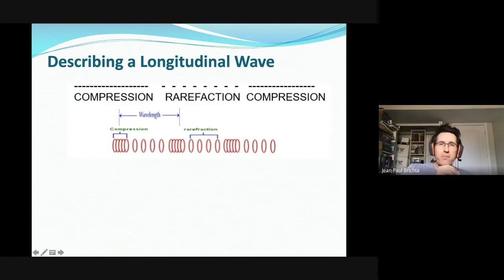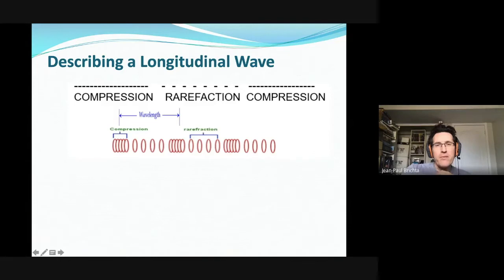Well, if you've ever played with a slinky, a long wire that's been coiled up, you can send a pulse down the slinky like this. If the slinky is pointed into the camera, you would just push like this, and the slinky would send the wave down and then back again. The parts of the slinky where the coils are close together are known as the compressions, and the parts of the wave where the coils are far apart are known as the rarefactions.